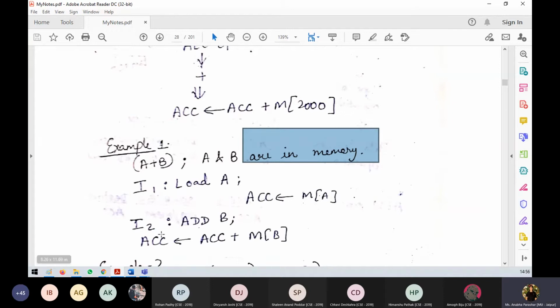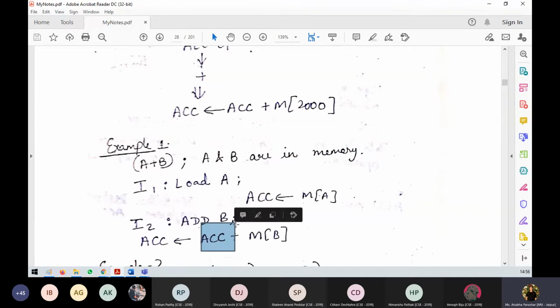In the second instruction, we'll take this accumulator value because it is by default, right? We'll take this value and add it with the memory location of B. Now what is the memory location of B? Memory location of B will be some memory location where data in B is stored. So let me draw that for you.